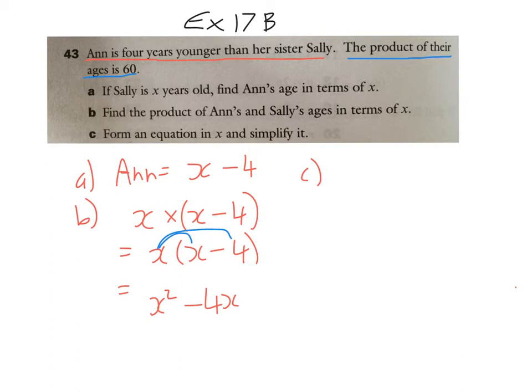But we just worked out what Anne times Sally's age is, their product there. So that number there, which is written in algebra at the minute, is x squared minus 4x equals 60. And that's it. And it does say at the end, simplify it, but I actually simplified it in part B, so I don't need to do anything more. That was the simplifying part there.